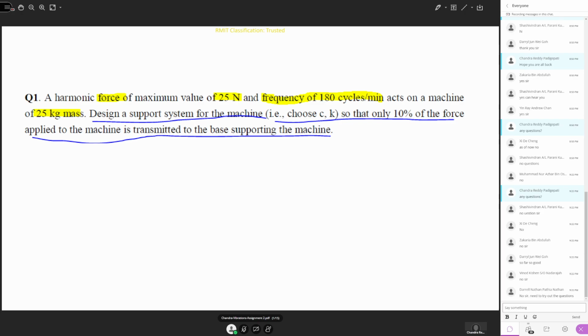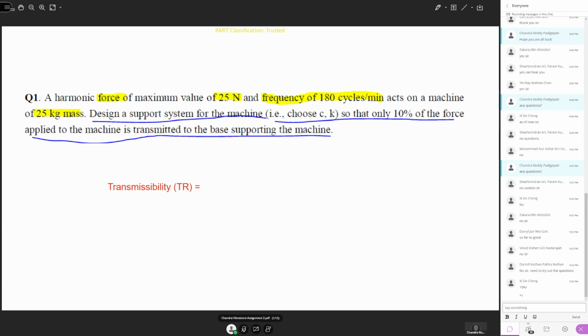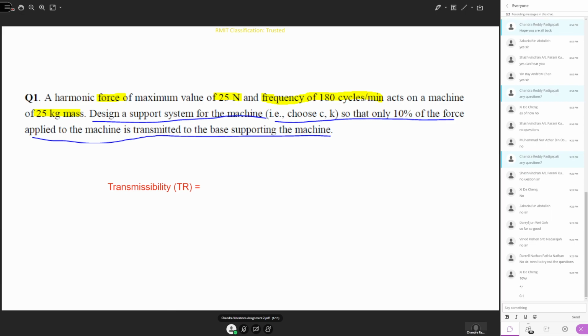So what is the transmissibility, guys? 10%. 10% means 0.1. So the transmissibility should not exceed 0.1 as given. Okay, so the maximum force value is given as 25 newtons. So this is F naught.